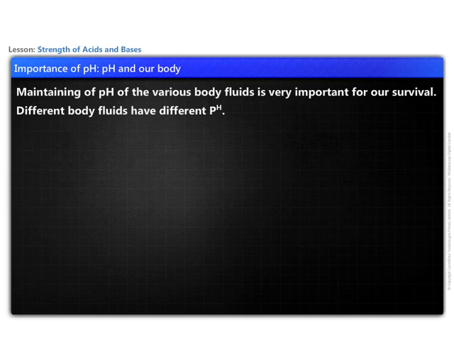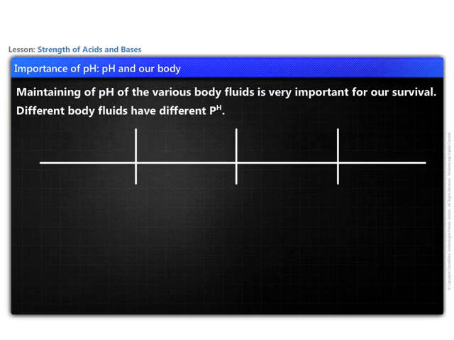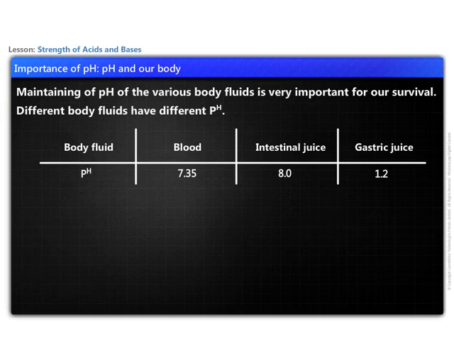pH and our body. Maintaining the pH of the various body fluids is very important for our survival. Different body fluids have different pH. The pH of blood is 7.35, intestinal juice is 8 and gastric juice is 1.2. Our body works within the pH range of 7.0 to 7.8.